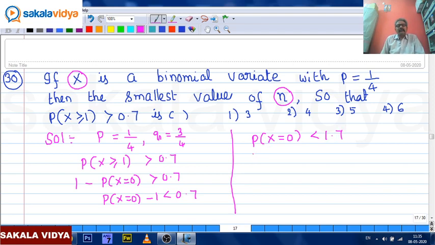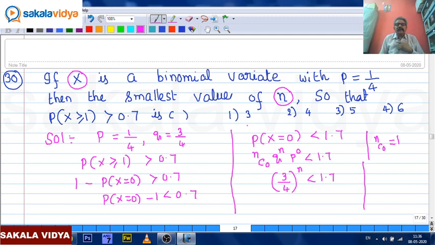n we do not know: nC0 q to the power of n and p to the power 0 is less than 0.7. nC0 is 1, q means 3 by 4. That means (3 by 4) raised to n must be less than 0.7. Select from the options, the least value 3 here. Now you check it. (3 by 4) whole cube is 27 by 64. If 27 by 64 is less than 0.7, then 3 will be the option.